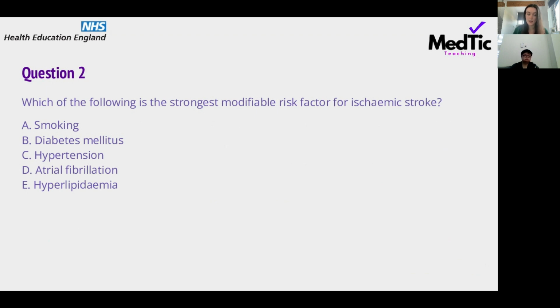Leading on from that, but I may have also given you a bit of a red herring there. Which of the following is the strongest modifiable risk factor for ischemic stroke?